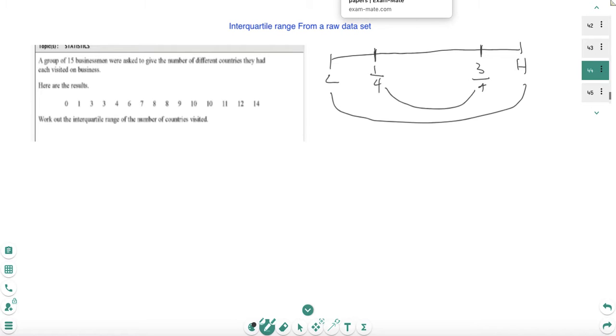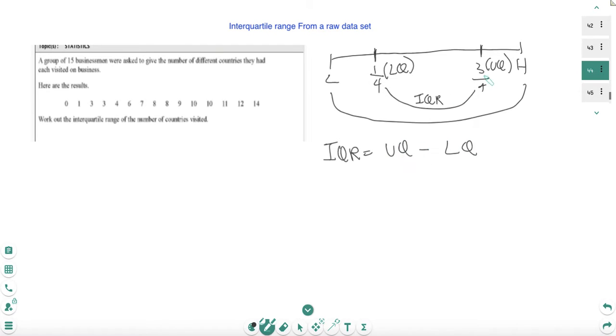So let's read through this question. The interquartile range is the difference between the first quarter, which we call the lower quartile, and the third quarter, which we call the upper quartile. So to find the interquartile range, it's equal to the upper quartile minus the lower quartile. So upper quartile is 3 quarters, lower quartile is 1 quarter.